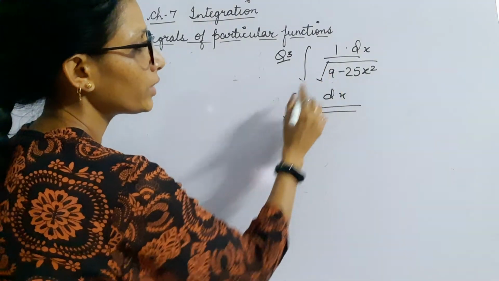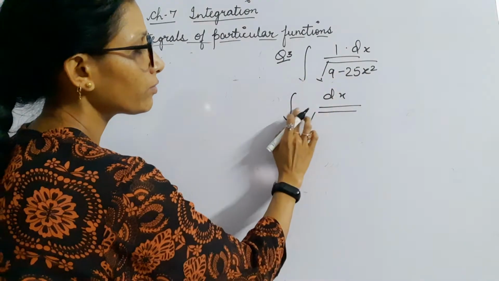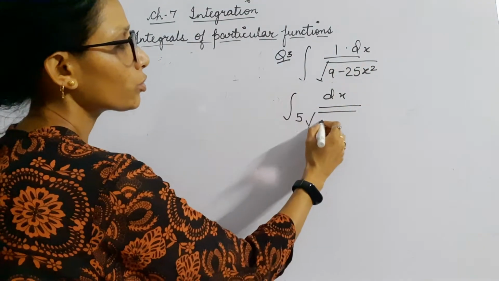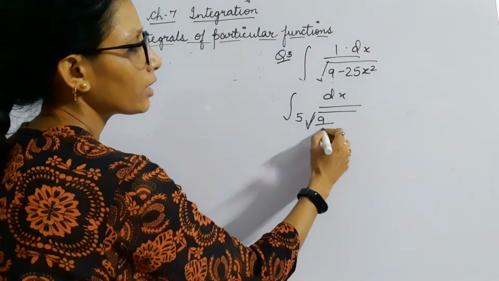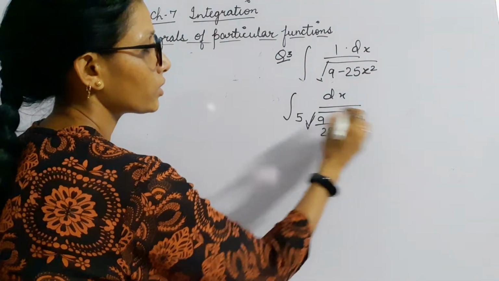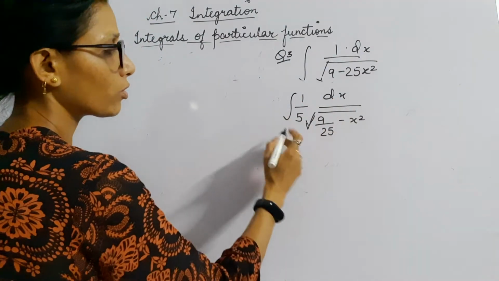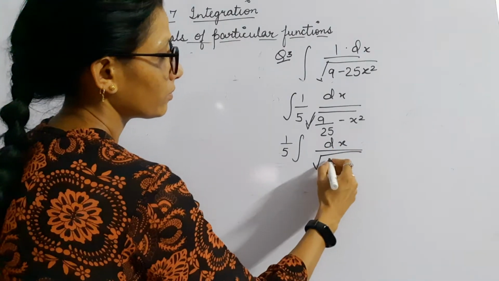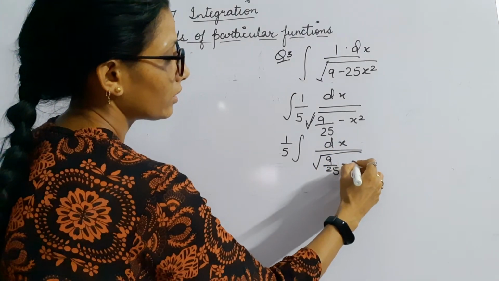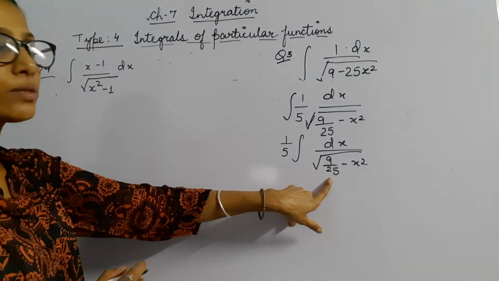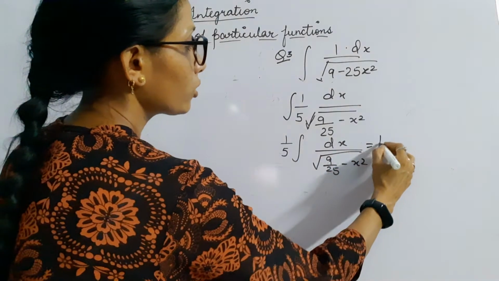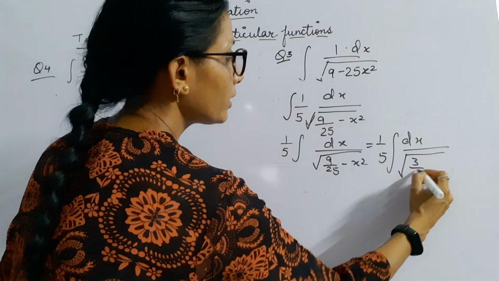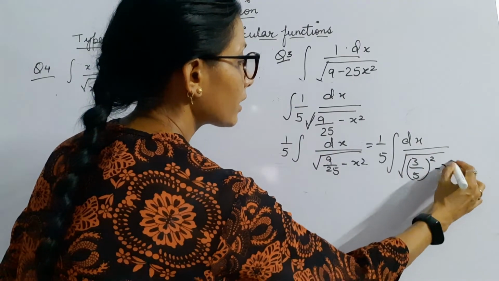Under root, if I take 25 out, that means root 25 will just give me 5. I am taking root 25 common. So I will be getting it as 9 upon 25 minus x square, and this will be 1 by 5, which is a constant which will come out. Now I can make this as perfect square. So I can write it as integration of dx upon under root 3 by 5 whole square minus x square.